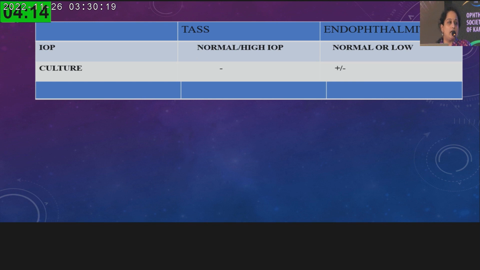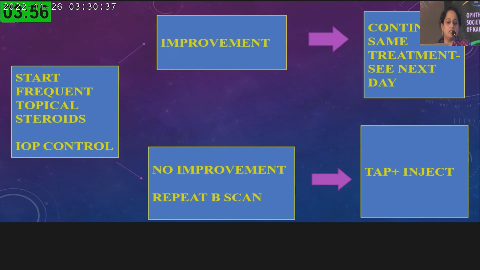The intraocular pressure can be normal in TASS, or it can be high if there is trabecular damage. In endophthalmitis, it can be normal, or low if there is choroidal and retinal detachment associated with it. It can be high also in inflammatory conditions. Culture is always sterile in TASS. It can be positive in 60 to 65% of cases of endophthalmitis.